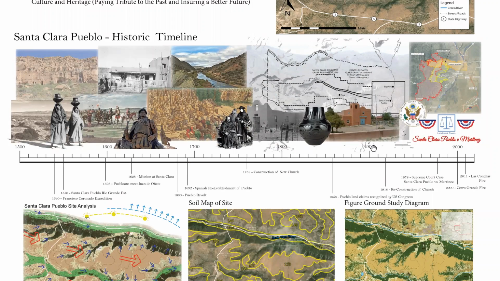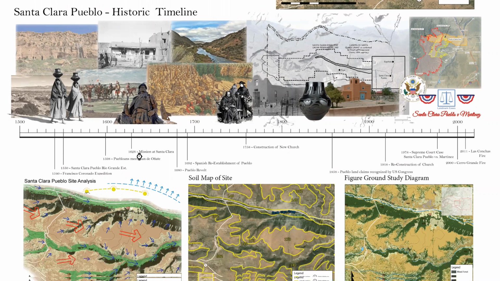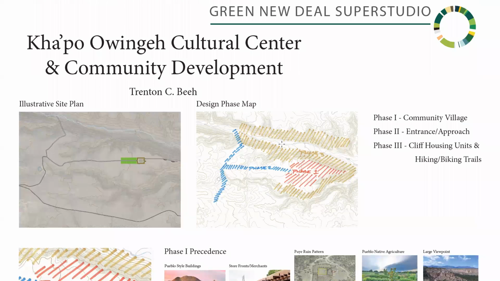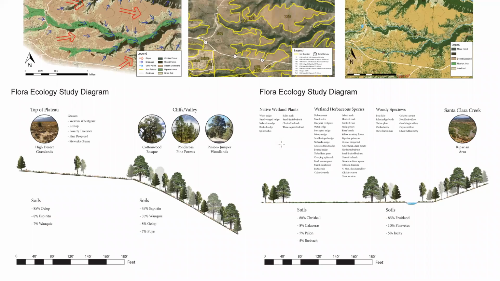As a part of my research, I created a timeline of the Santa Clara Pueblo beginning in the 1500s and lasting till present day. For my site analysis research, I created a map of existing site analysis features, a soil map of the site, and a figure study diagram. Below these maps, I've created a flora ecology study diagram of the site for both the top of the plateau as well as the Santa Clara Creek riparian area.